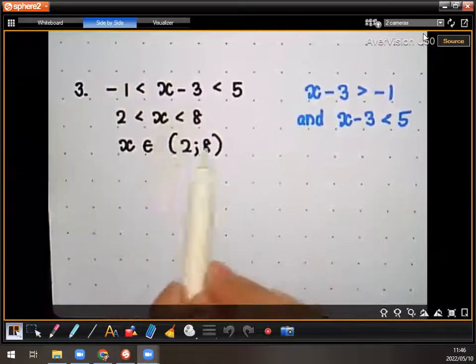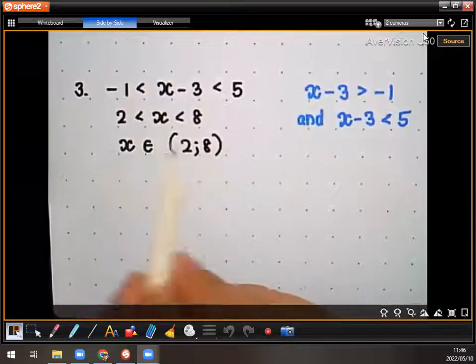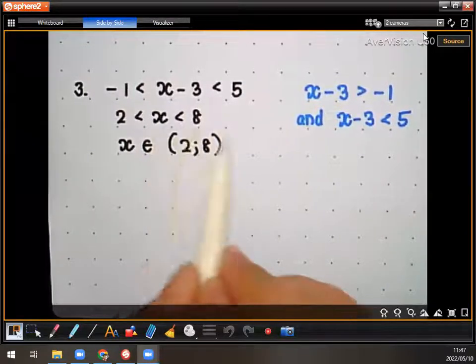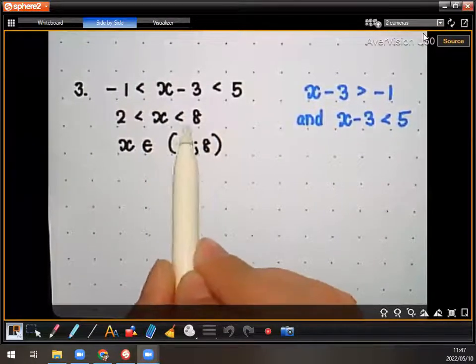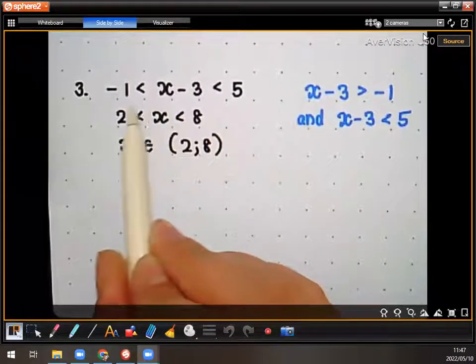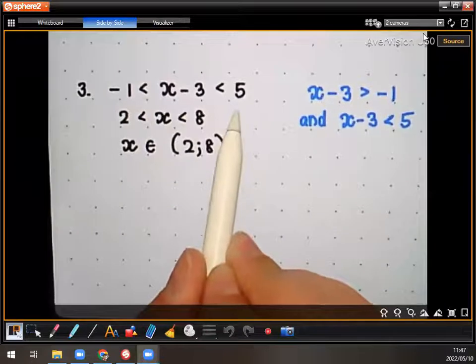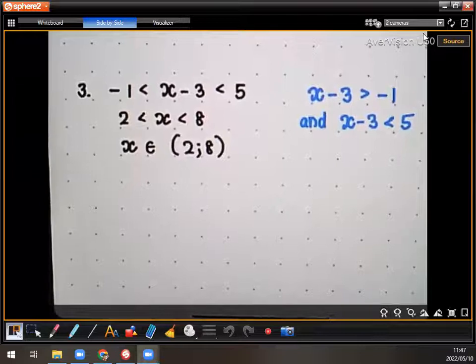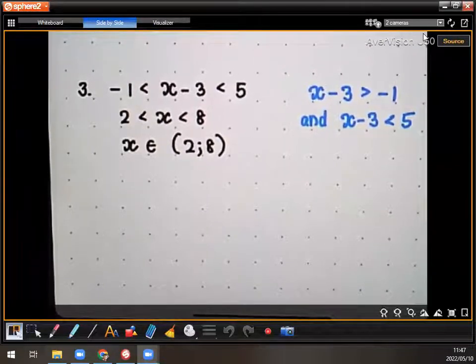So that is how you can read it here. x is an element of (2, 8), so x is any number between 2 and 8. I'm using round brackets because x can't be equal to 2 or to 8. Those two values are excluded from my actual solution. x can be 2.001, but it can't be 2. It can be anything bigger than 2 but smaller than 8.